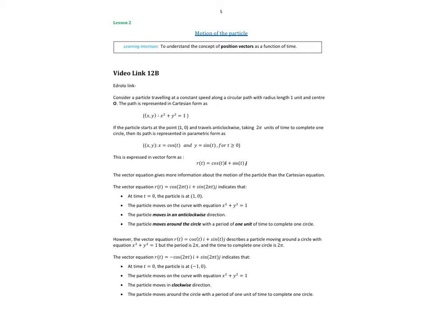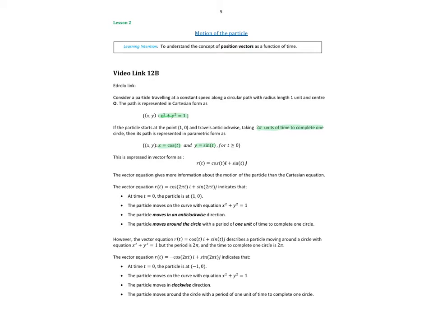Let's consider the motion of the particle over that position, r of t, that we've just described. In terms of an example, consider the Cartesian equation x squared plus y squared equals 1. If the particle started at (1, 0) and travelled anti-clockwise, taking 2 pi units of time to complete one circle, then its path could be represented as x equals cos t, y equals sin t.